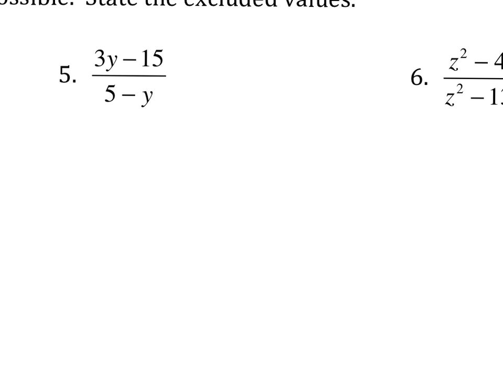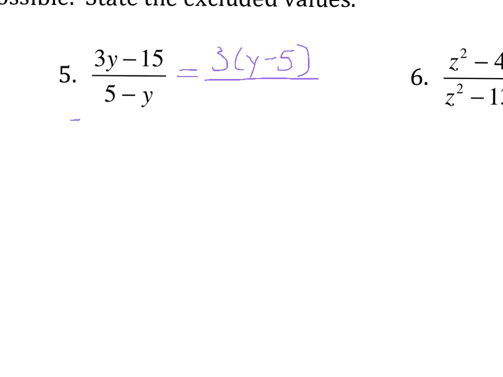For number 5, we want to see if we can factor before we can cancel anything. So we have 3y minus 15, and you'll notice that you can take a 3 out of 3 and 15. So we'll want to rewrite the numerator as 3 times y minus 5. And the denominator, it's pretty close to y minus 5, but not exactly.